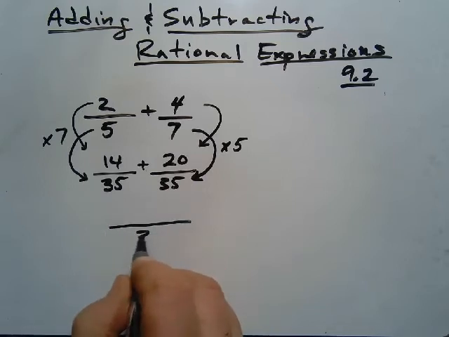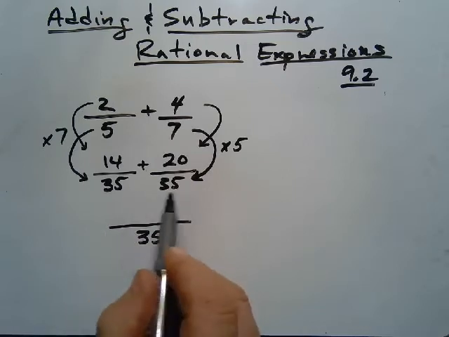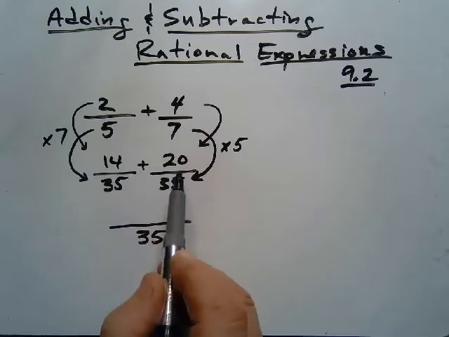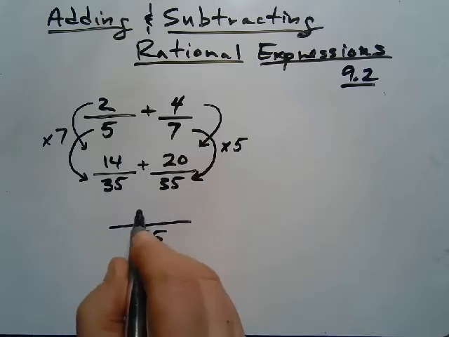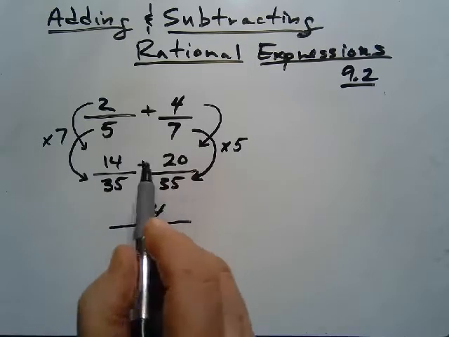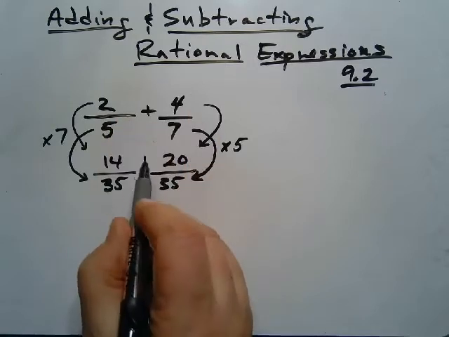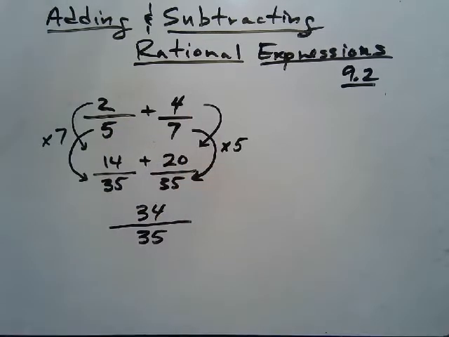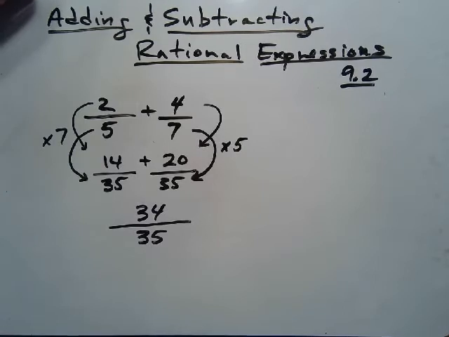They have the same number of pieces, 35 pieces in each of these pieces of pie here. 14 plus 20 is 34. So I move the plus sign to the top because in essence we're really combining the tops, and the bottoms just kind of slide together. Now this is a situation where the common denominator can be found by multiplying the two numbers together. That's not always the case.